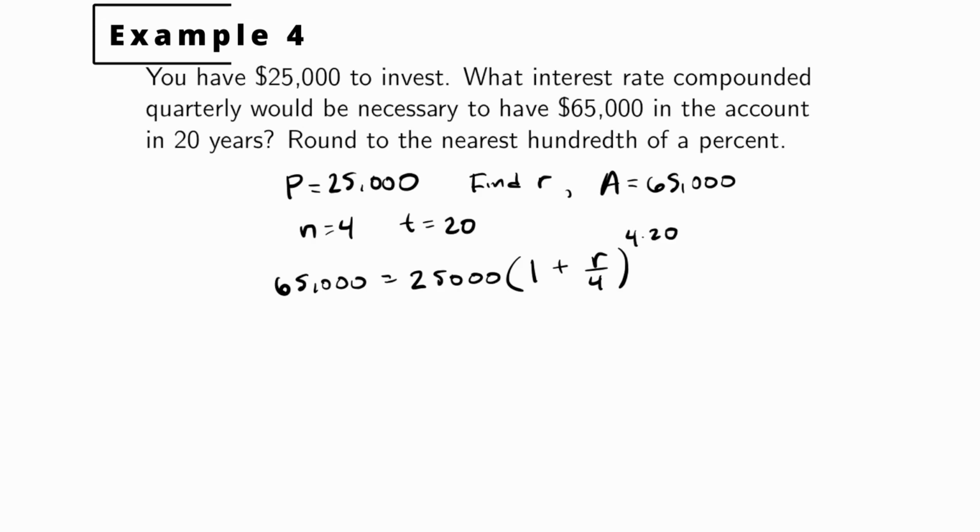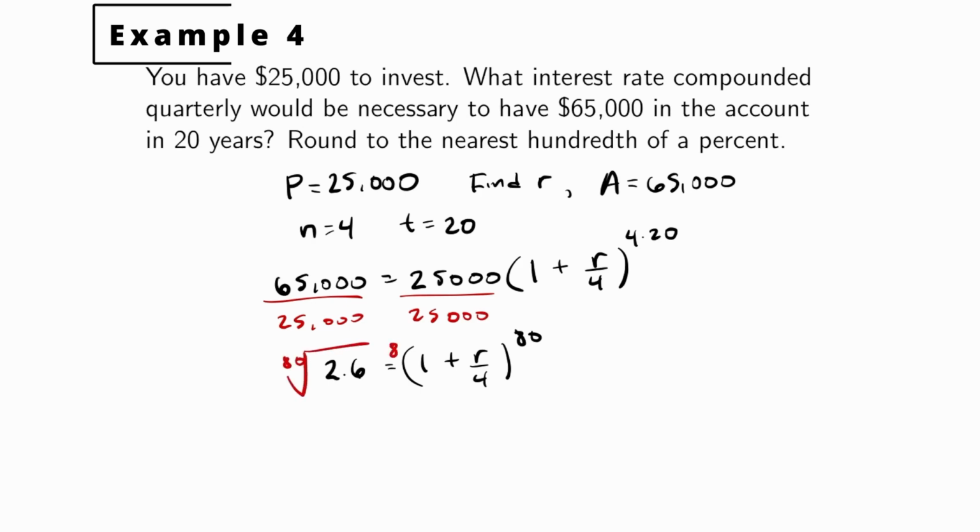so n times t, right? So all we really have to do here is divide both sides by 25,000. If you do that, you're going to get exactly 2.6 on the left-hand side, and you get 1 plus r over 4 to the 80th power. And so really, to solve this, all you have to do is take the 80th root of both sides, right? Kind of weird, or you can think of it as going to the 1 over 80th power, but really it's the 80th root we're doing here.